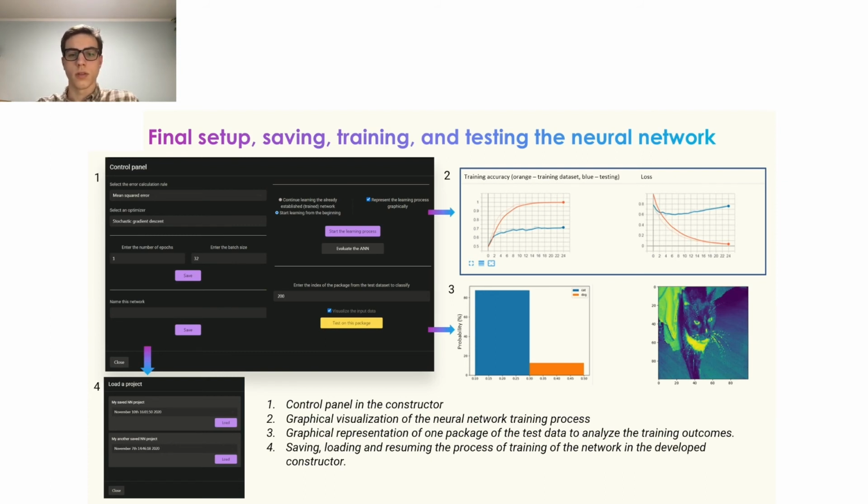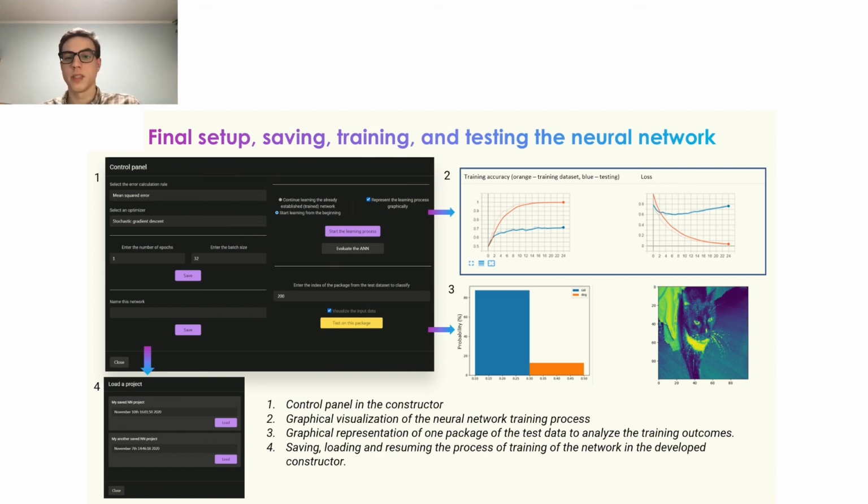This is crucial in defining the most effective set of parameters and the topology of the neural network. Every little tweak in the system can have a huge impact on the efficiency of the constructed network. And the implementation of this feature in the constructor gives all the needed tools to analyze those changes. Also, the constructor allows the researcher to resume the training process of the previously saved network and test it on the desired set of data, with graphical visualization of the input data where possible, and the direct output of the network.